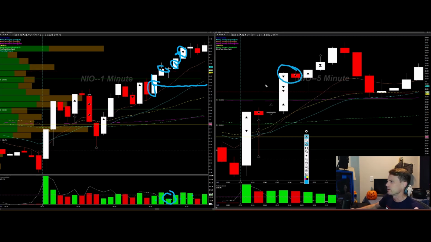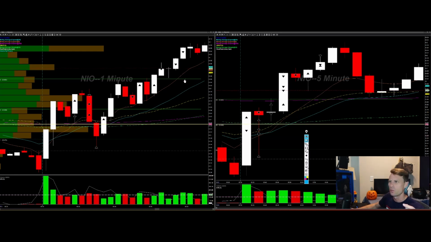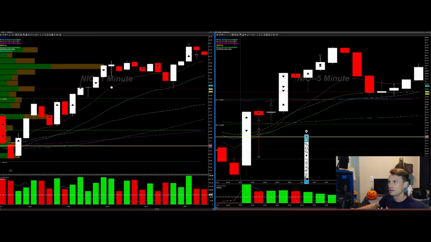I actually did take a few more trades. We'll scoot over there and have a look. I'm not trying to go through every single one of my NEO trades because I did take quite a few on this one stock today. Yeah, and there we go.